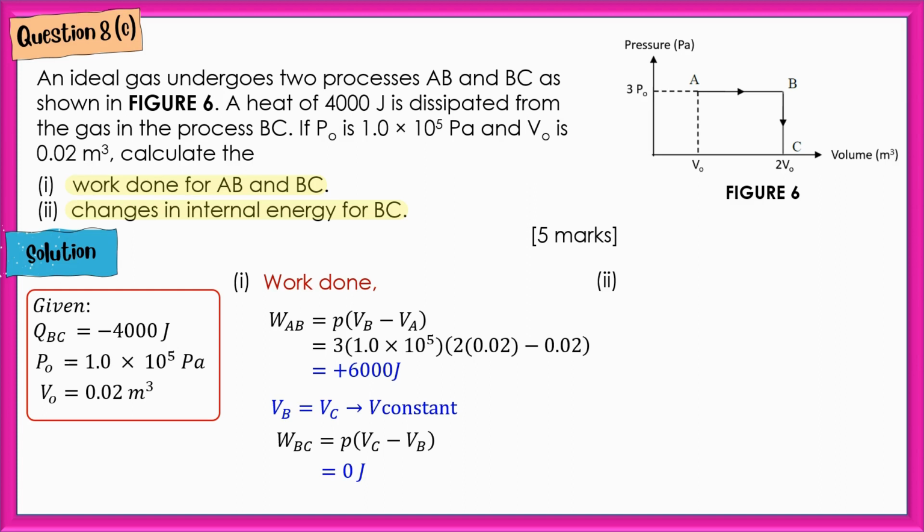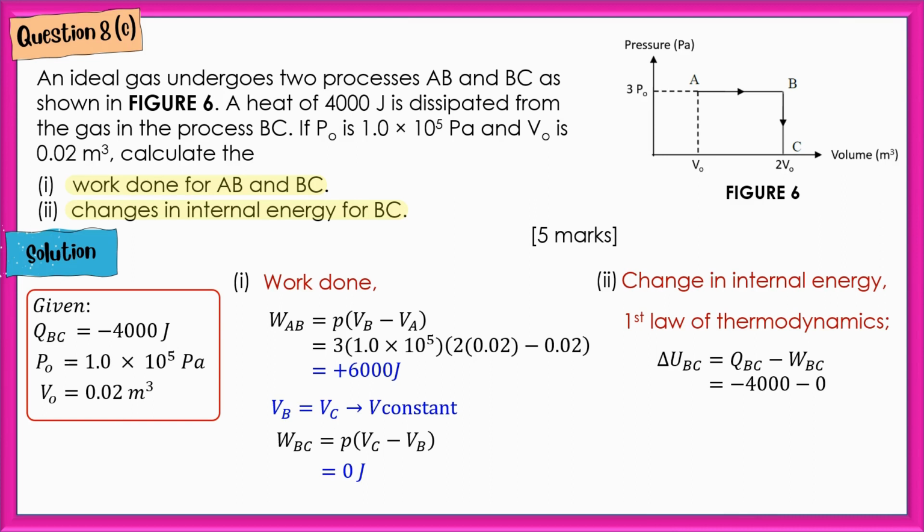To calculate the change in internal energy for BC, we will refer to the first law of thermodynamics equation. Delta UBC is equal to QBC minus WBC. Our QBC is negative 4000 joule and the work done from B to C is 0. Because of that, we get the change in internal energy is equal to negative 4000 joule. Negative for the change in internal energy shows that the internal energy is decreasing.